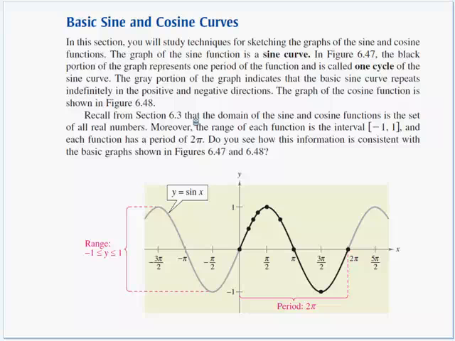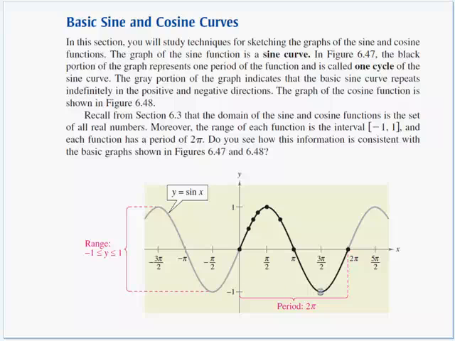Recall from the previous section that the domain of sine and cosine is the set of all real numbers. In here, that's our x-axis, measured in radians. Moreover, the range of each function is the interval from -1 to 1, and each function has a period of 2 pi. Do you see how this information is consistent with the basic graphs?